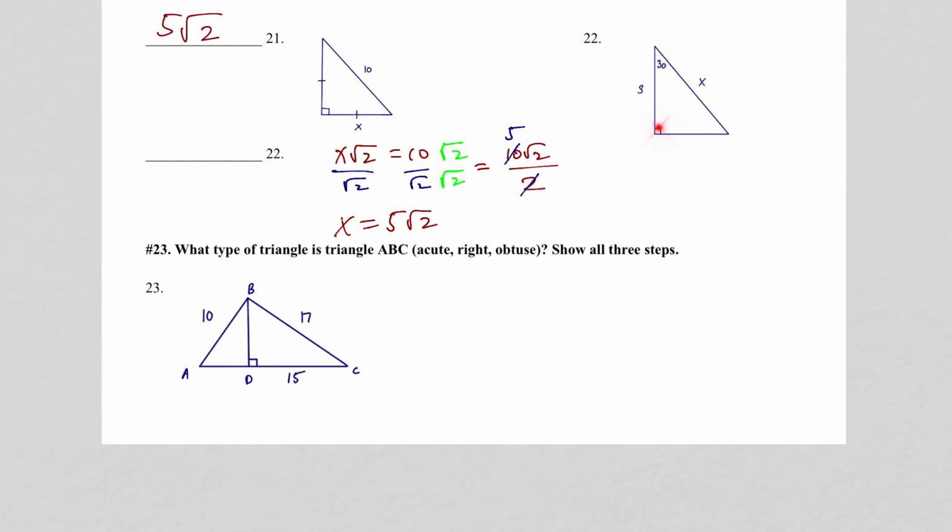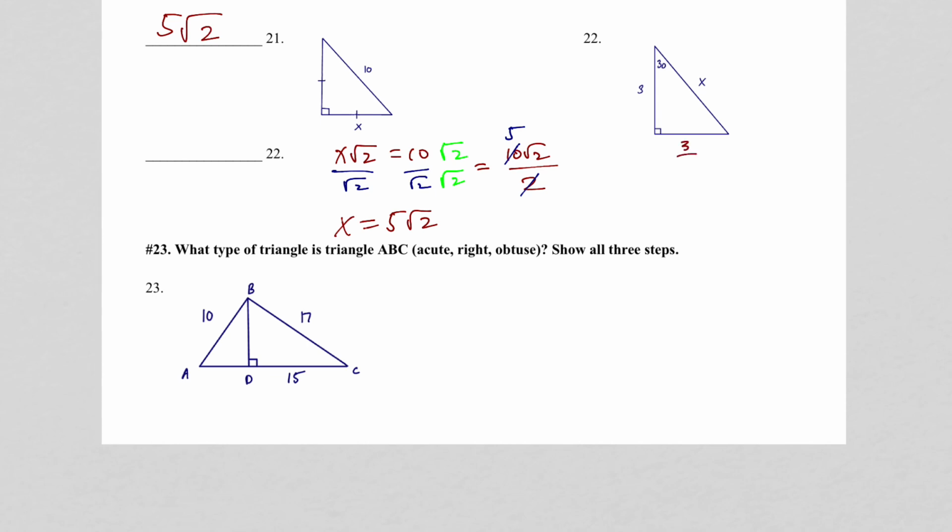All right, this is a 30, 60, 90 triangle. So this is the shorter side, which means that this is half of x. Well, let's do it off of this. This times root 3 is equal to this. So this is 3 divided by root 3.